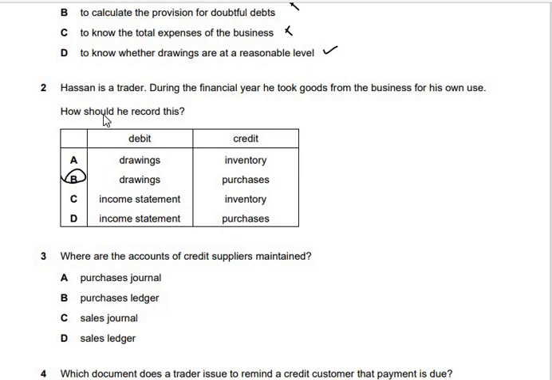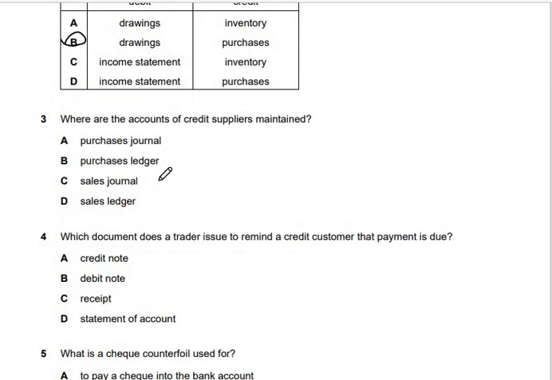This is the transaction where we are taking goods for personal use. Because purchases will reduce, that's why we credit them. The goods that were meant for resale are reducing, and you're taking money from the business for personal use, which goes with the drawings account.